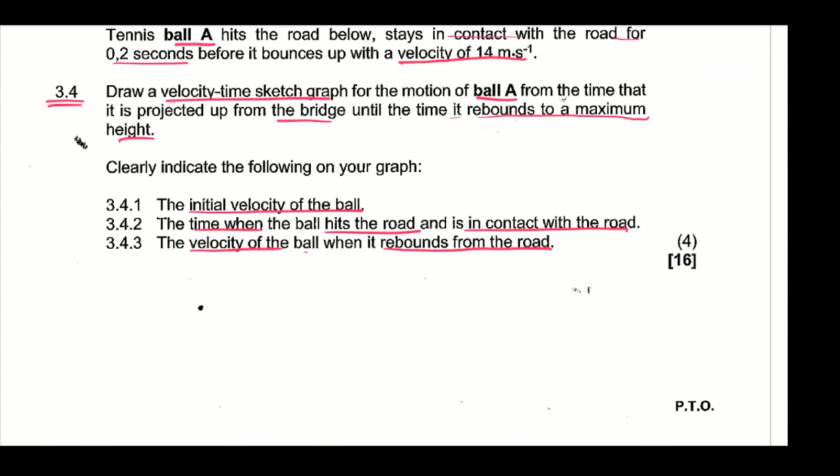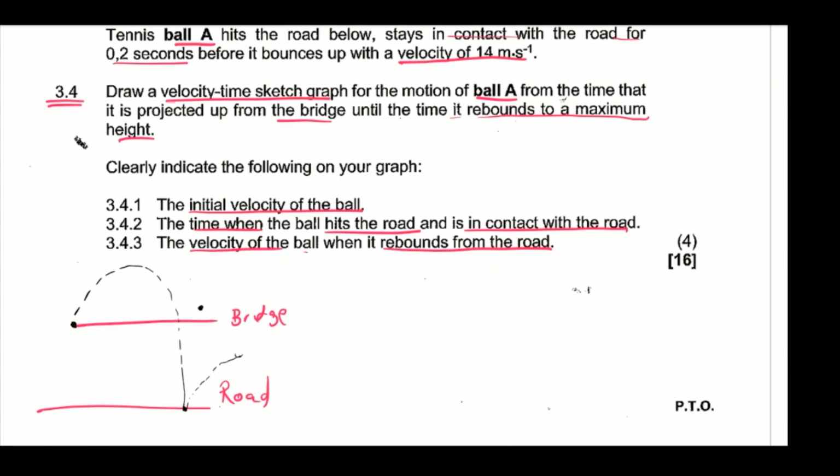So remember the motion of the ball A. If we say this is the bridge and this is the road, then ball A's motion started from this point going upwards all the way to this point, going downwards up to this point. So what we are told is that it came in contact with the surface of this road, and then it bounced upwards, right? We don't know up to what height, but we know that it bounced.